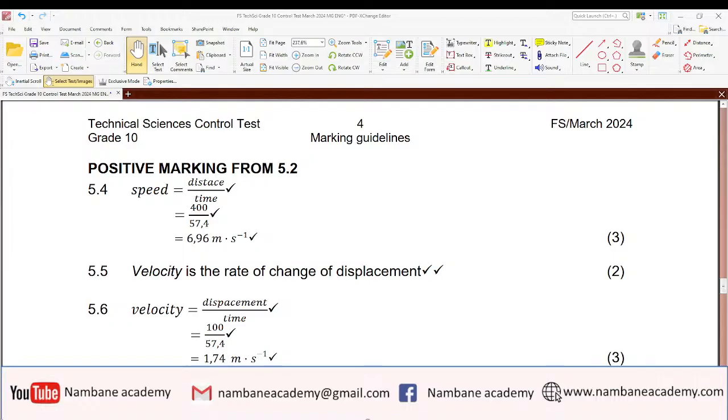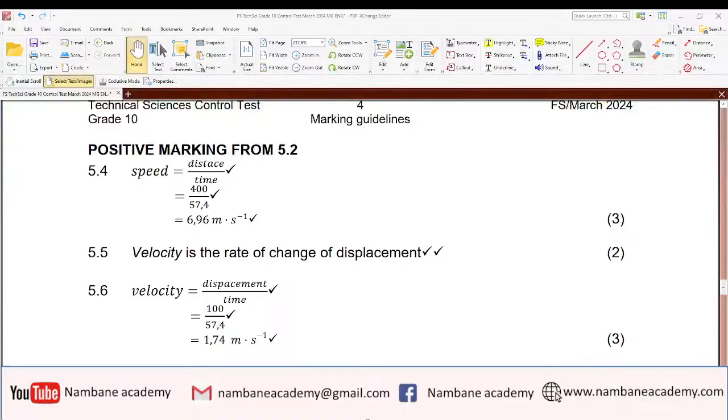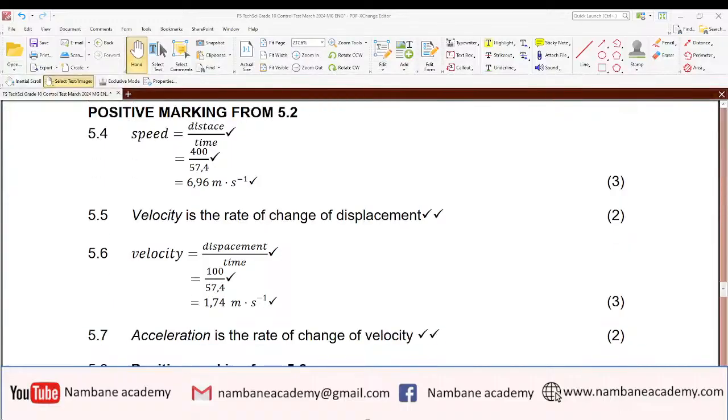The diagram below represents an extract from the above athletics track. At 5.5, define the term velocity. Velocity is defined as the rate of change of displacement. Ladies and gentlemen, it is also something like 2 or 0 on this one.